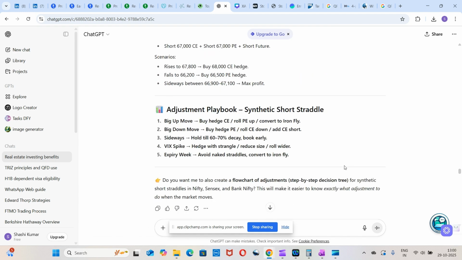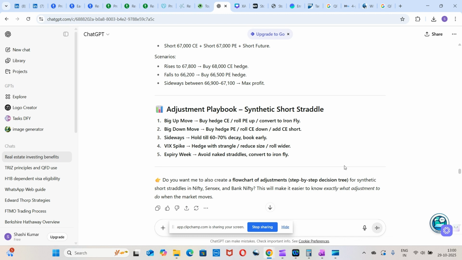So basically, the adjustment playbook is: big up move, you buy a hedge C or roll up the P. Big down move, you buy a hedge P or roll down the C. Sideways, when you're at 60 to 70% decay, you book early. Volatility spike, hedge with a strangle, reduce the straddle size or roll wider. Expiry week, avoid naked straddles and convert into an iron fly.